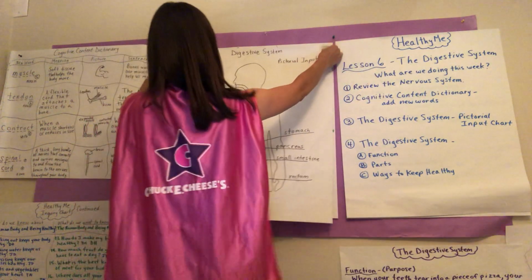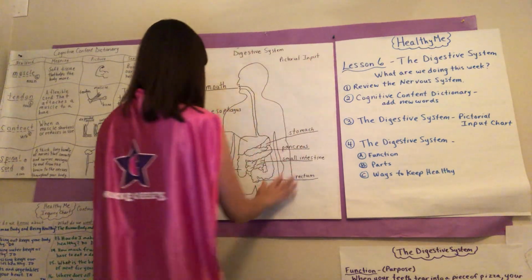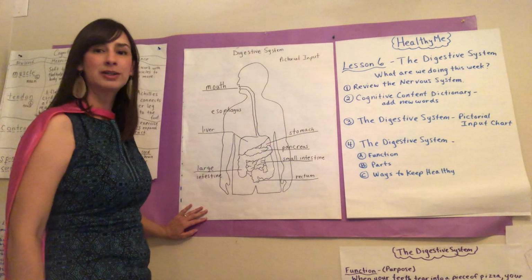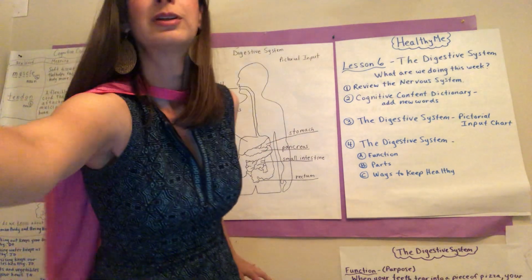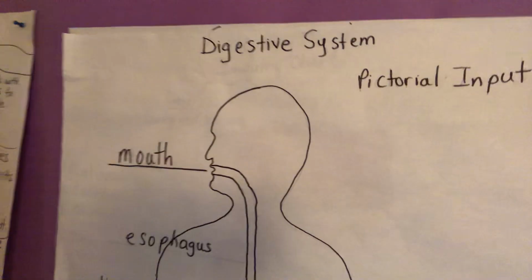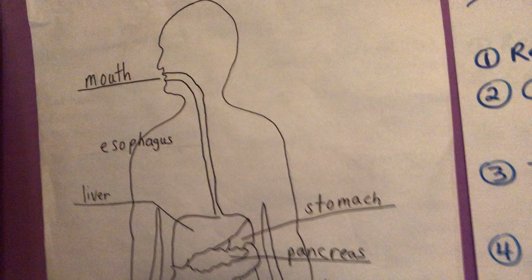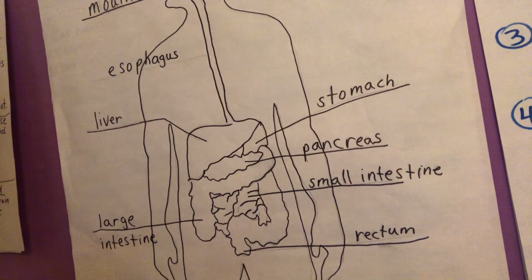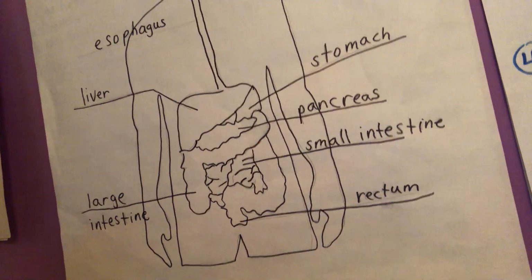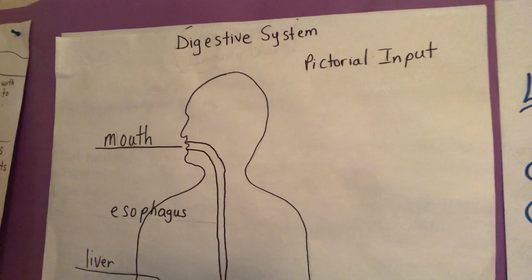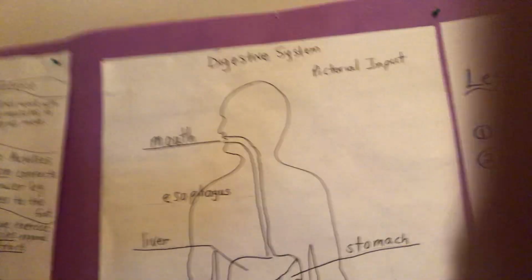I want to leave this up just for a little quick minute, and I'll move out of the way, just so you can look at it. I'll show you a little bit closer up. So there's the digestive system pictorial input. And this is something that you're going to create on your own as well, and go ahead and submit that with your Class Dojo portfolio.